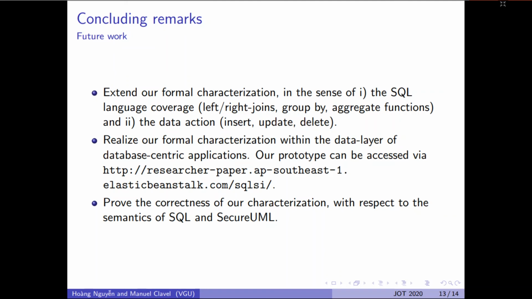First, we would like to extend our formal characterization. On the one hand, we would like to cover as much as possible of the SQL language, including left and right join, group by, or aggregate function. On the other hand, we would like to work with other data actions, such as insert, update, or delete.